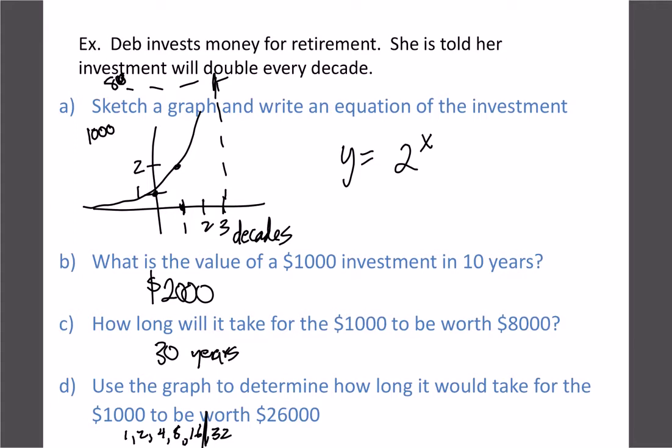So from your graph, if we do that, we graph our y equals 2 to the x, we go up to a y of 26, and it looks like, according to my graph, I'm getting a value of around 4.7. So that would be 4.7 decades, or about 47 years.